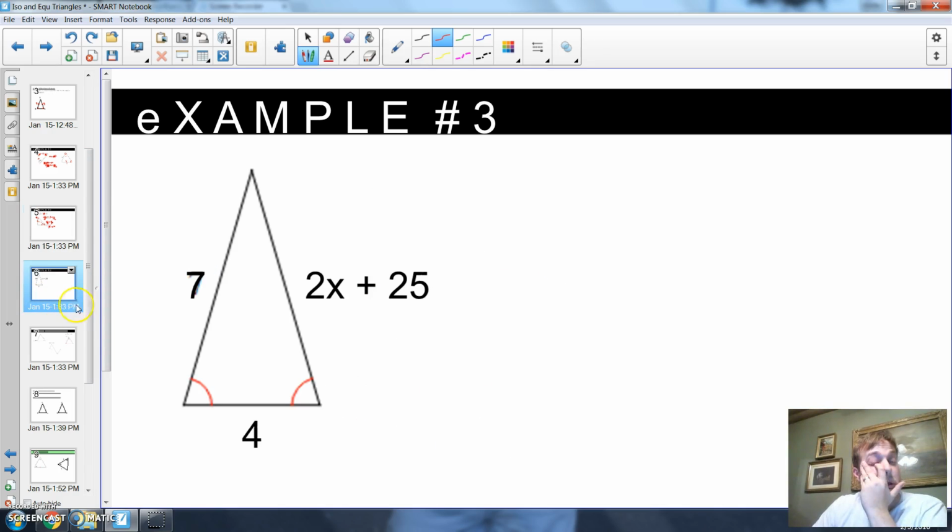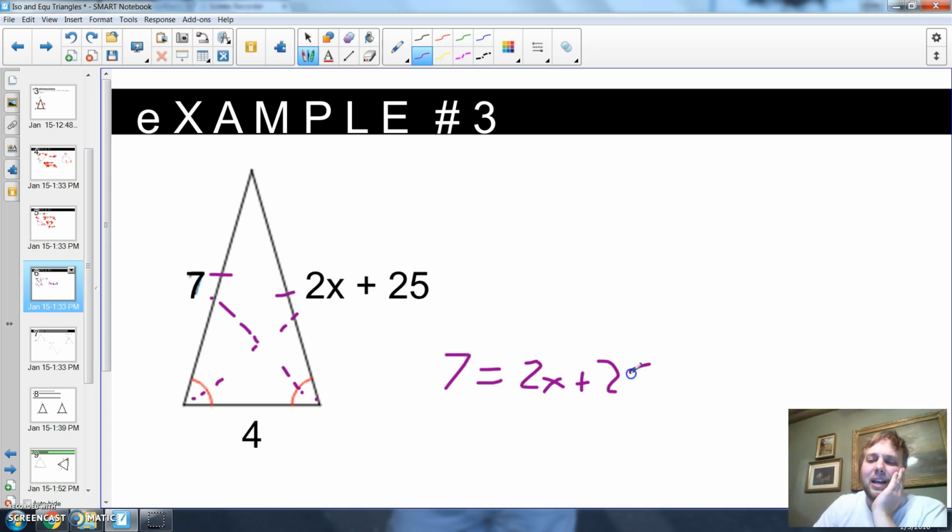Moving on. Alright, so I know something here. Let's do purple. This matches that, and that matches that. Thus, 7 must equal, since they're congruent, this side must be the same as this side. So I'm going to say 7 equals 2x plus 25. Holy moly, where did the time go? It's already 11 minutes into this video. Anyways, minus 25. You get the drift, minus 25.